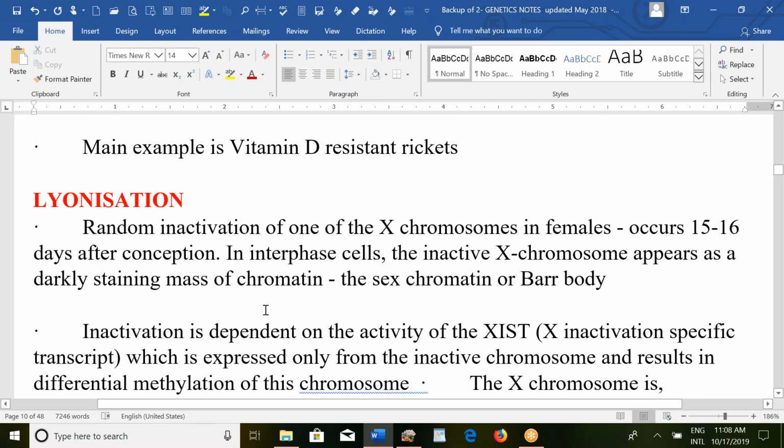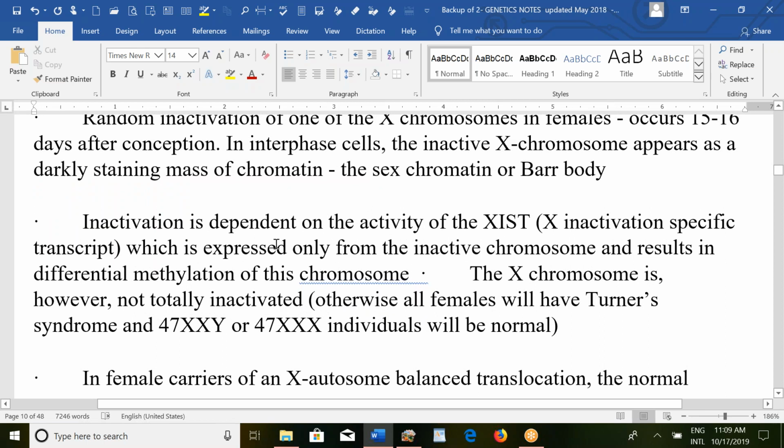Then what is lyonization? We will talk about it in a bit of detail because in part 1 they will test you on this one. Random inactivation of one of the X chromosomes in females occurs usually 15 to 16 days after conception. In interphase cells, the inactive X chromosome appears as a darkly staining mass of chromatin, the sex chromatin or Barr body. Inactivation is dependent on the activity of the X inactivation specific transcript, XIST, which is expressed only from the inactive chromosome and results in differential methylation of this chromosome.